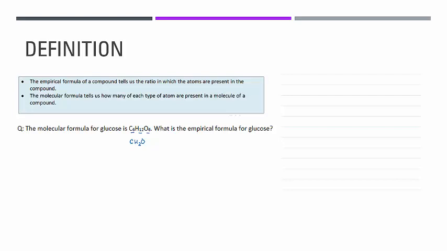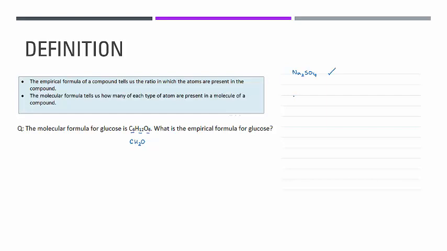Now, let's have a look at a couple of other examples. Let's say we have this formula over here. Can we simplify this down? Is there anything that we can divide all of these numbers by? The answer is no. So this is actually the empirical formula for this compound because there isn't a common factor that we can divide all of these numbers by. So that's the empirical formula.